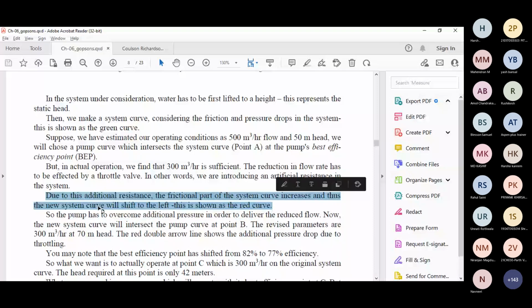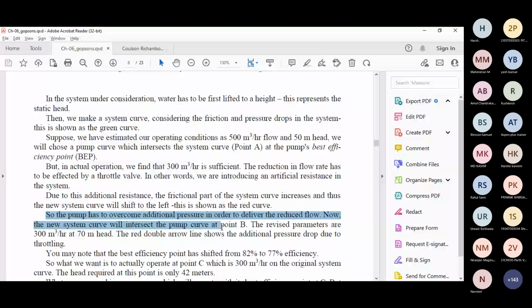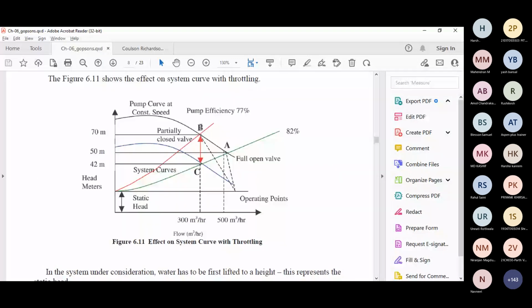So now the pump has to overcome the additional pressure, right? उसको क्या करना पड़ रहा है, वाल्व जो थ्रोटल है उसके कारण वो प्रेशर को ओवरकम करना पड़ा. So pump has to overcome the additional pressure to deliver the reduced flow rate. Now the new system curve will intersect the pump at point B. The revised parameters are 300 meter cube and 70 meter, right? So what is the revised condition? It is basically 300 meter cube and 70 meters, right?